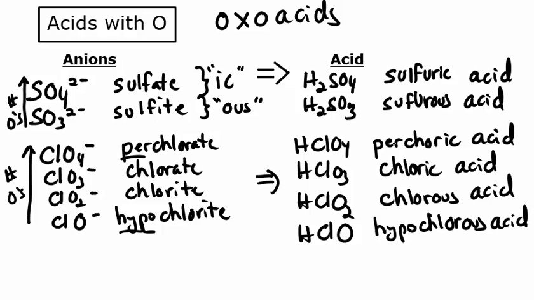And the final one will get that hypochlorous acid. So again, you have the per and the hypo for the greatest and least. You have the ic for the two greater ones, greater O's, the OUS for the ones with fewer.